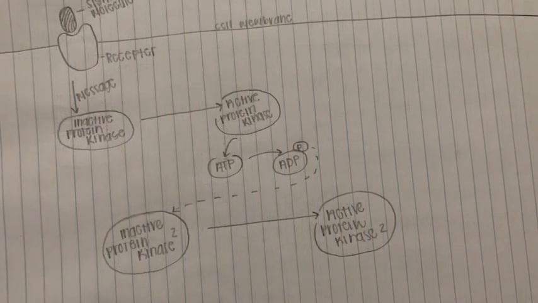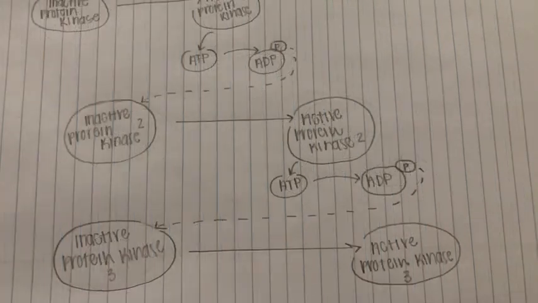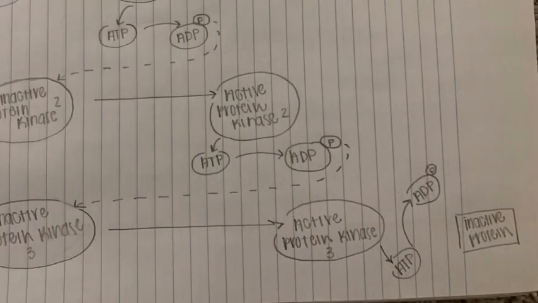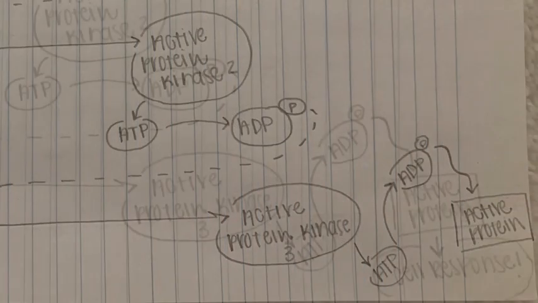Then it catalyzes the transfer of phosphate off ATP to another ADP, and then transfers the phosphate to inactive protein kinase 3 and changes its shape to active. Then, at the end of the phosphorylation cascade, there is an inactive protein. Protein kinase 3 transfers a phosphate group, and the protein becomes active. Finally, a cell response is produced.